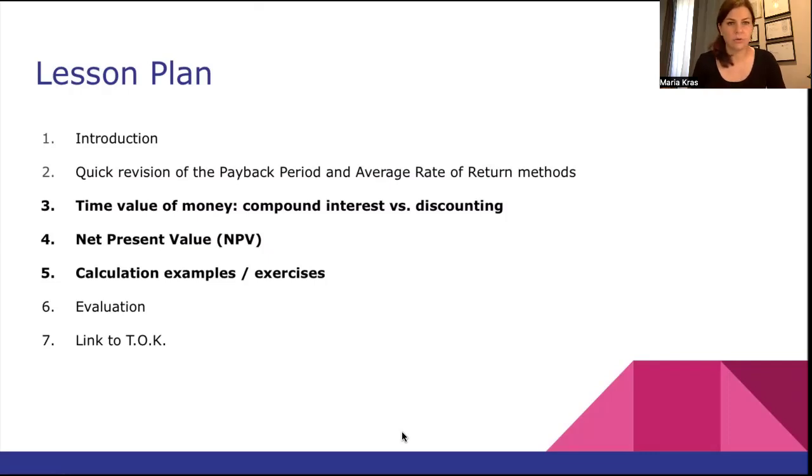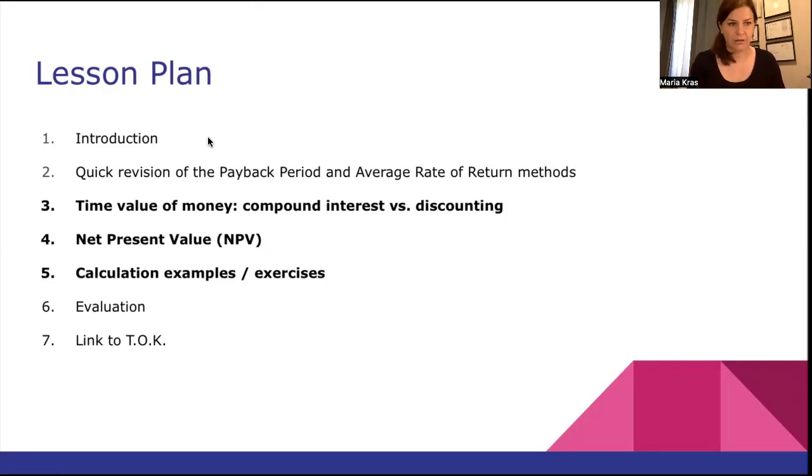Then we will also learn about the net present value, the tool that we're going to use. We will do some calculation examples and exercises. We will learn how to evaluate the results. And towards the end, we will have a link to TOK, a little debate. I would usually have it with a bunch of students, but I will have it with you indirectly, hopefully, today. Okay.